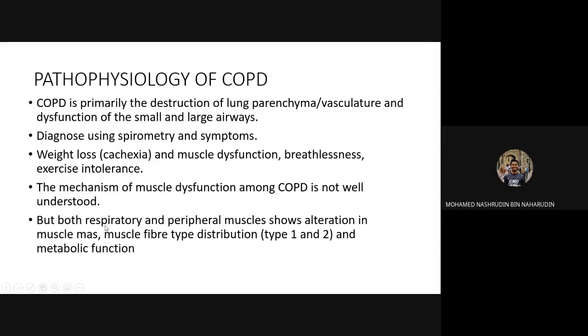But however, both respiratory and peripheral muscles show alteration in muscle mass. For those impacted by COPD, their muscle mass will reduce, and they also experience alteration in their muscle fiber, meaning that type 1 and type 2 will be changed a bit because of COPD, and I'm going to explain to you later why. And also the metabolic function of respiratory muscle is altered.